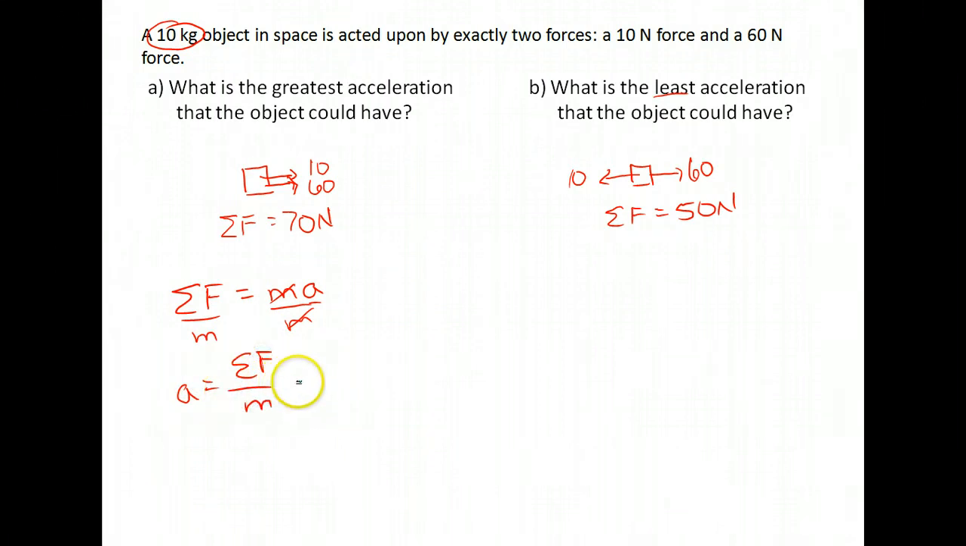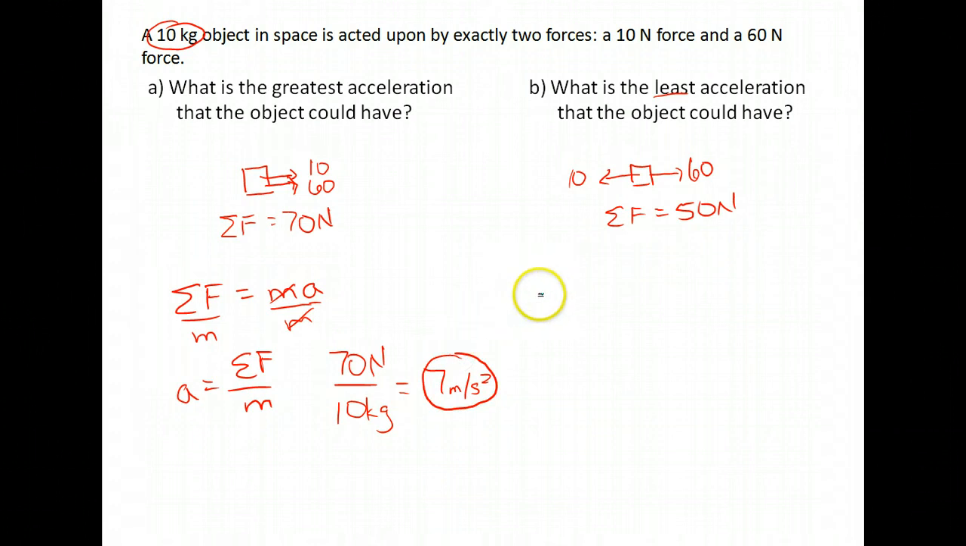So in this case, in A, we would want to take 70 newtons and divide it by 10 kilograms, and that would give us 7 meters per second squared as our greatest acceleration. Now over here, we would want to take 50 newtons divided by 10 kilograms, and we get 5 meters per second squared as our least amount of acceleration.